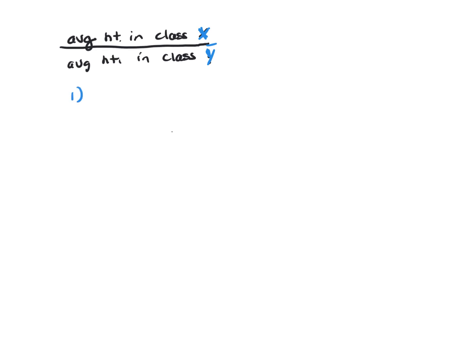The average height of the students in class X is 120. So we know the numerator is 120, but we don't know anything about the denominator, so that doesn't work. All right, clue 2. Forget about clue 1.